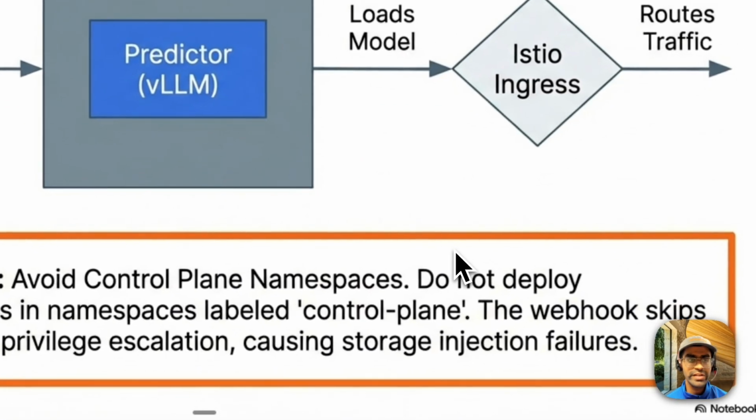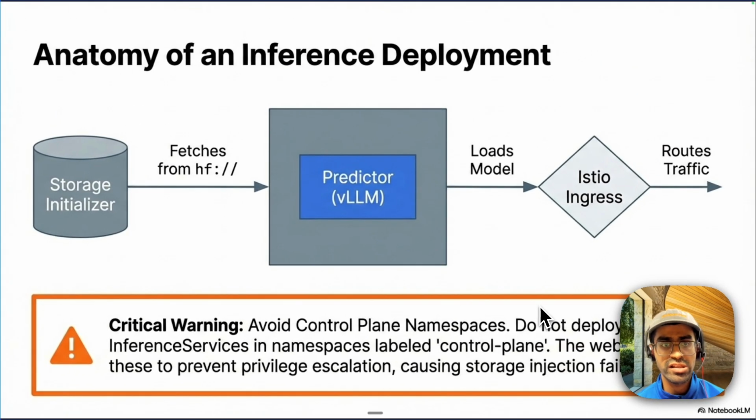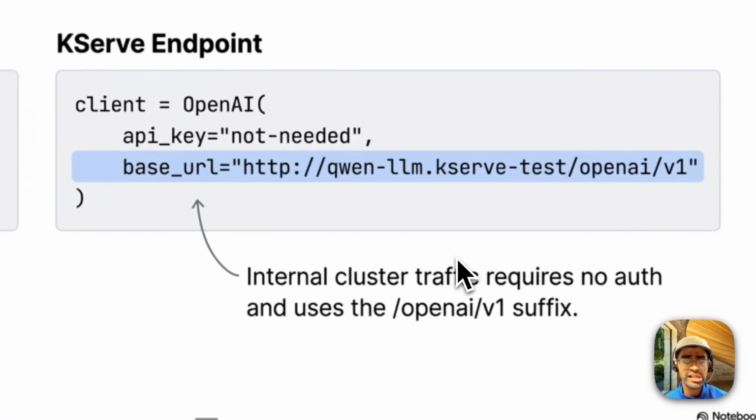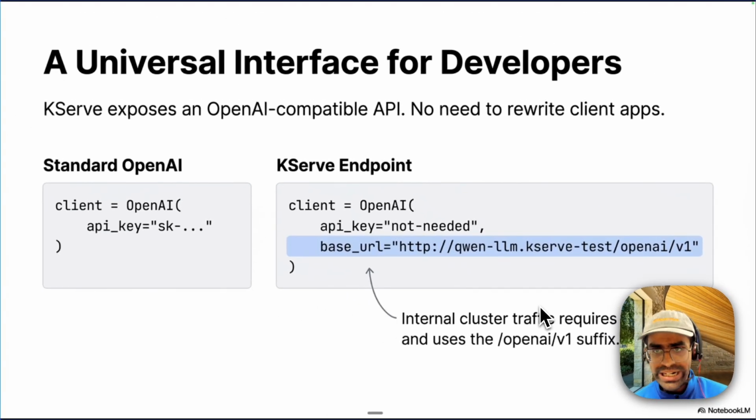Diving a bit deeper, we have initialized our storage initializer here and we are fetching the model from Hugging Face, and we are having vLLM as a runtime for doing the inference. KServe also exposes an OpenAI compliant API. So no need to write client apps. You can just use the base OpenAI client and replace the base URL with a KServe endpoint.